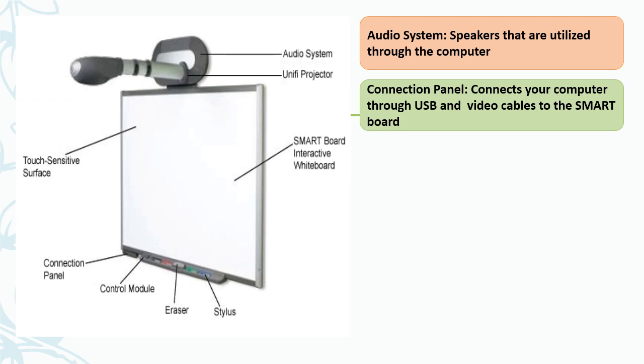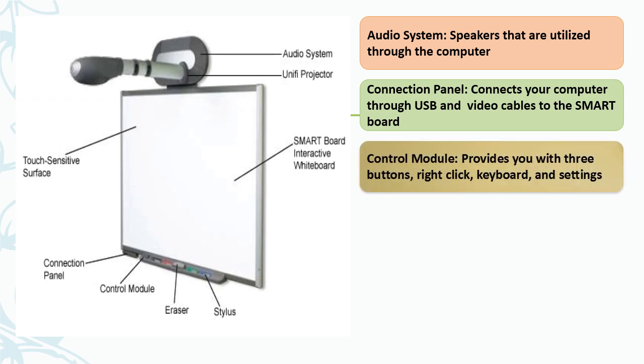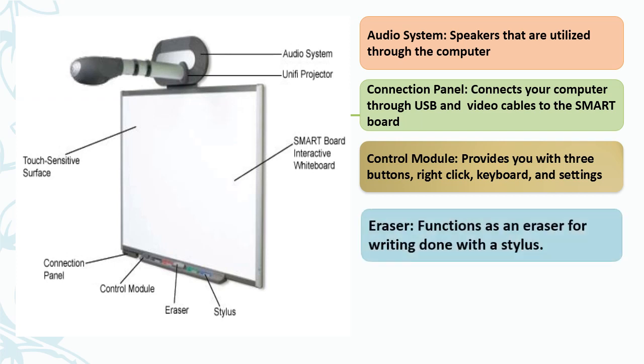Number two, the connection panel, and it connects your computer through USB and VGA cables to the smartboard. Third, the control module, and we have three buttons in the control module. When you press on the control module, you have three options. The first option is right click, the second option is keyboard, and the third option is the setting.